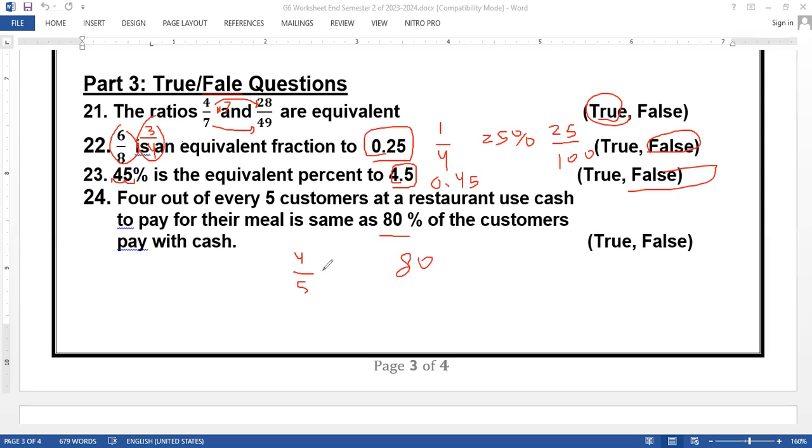Of course, here 4 over 5, we can multiply it by 20 to become over 100. 5 times 20 equals 100. 4 times 20 equals 80. So 80 over 100, which is 80%.